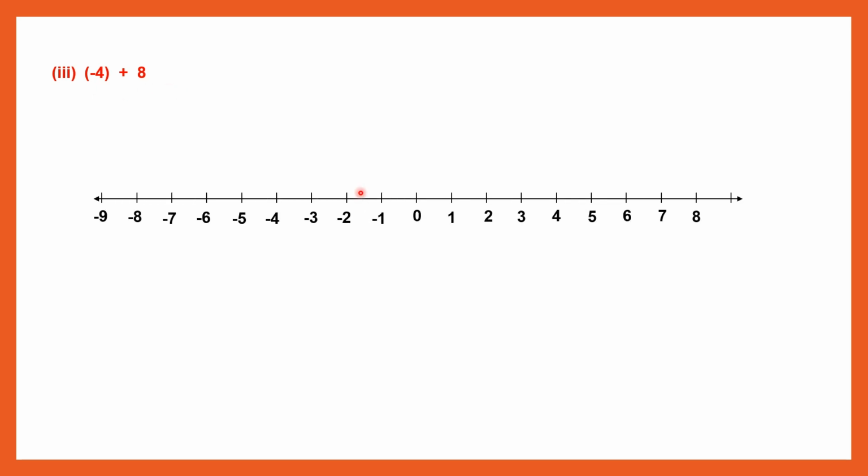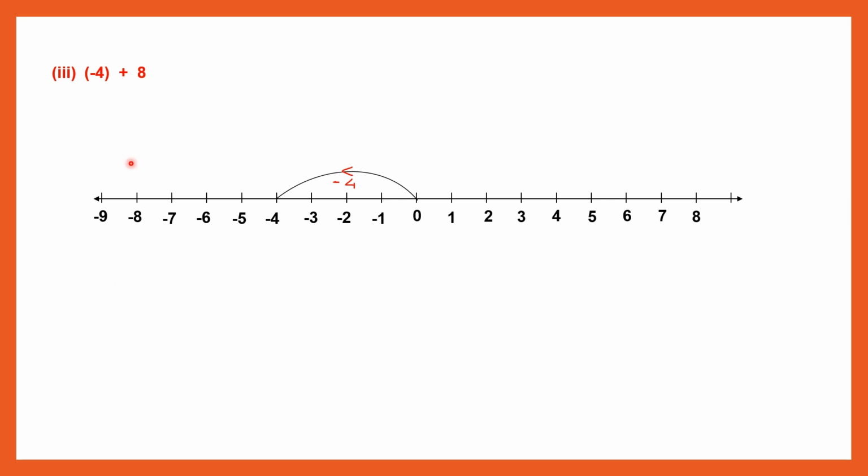Question 3, negative 4 plus 8. So let's draw our number line. And look at the first integer, it's negative 4. That means we start from 0 and we go to negative 4, which is on the left hand side of 0. So our curve will start from here and come up to negative 4. So we have a curve here, and which direction did we move in? We moved this way to the left, and we moved minus 4 steps to the left.